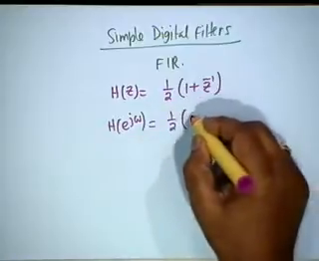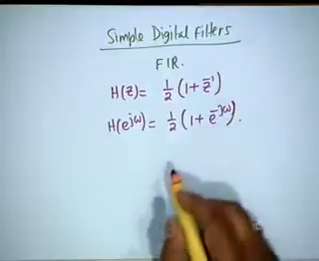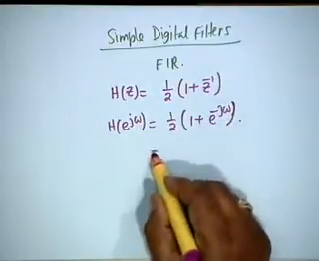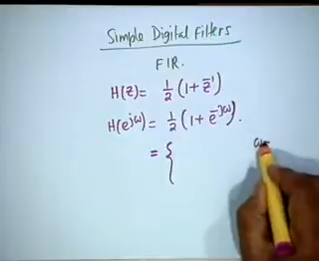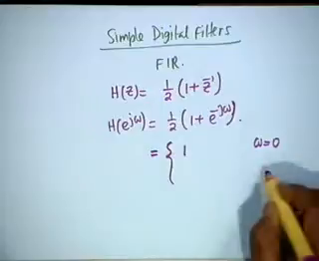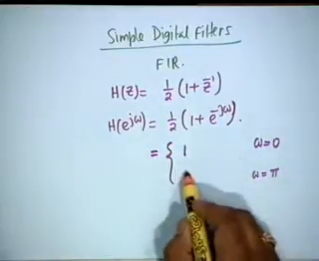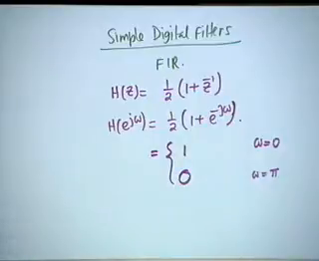Later on we will not need this. Half of 1 plus e to the minus j omega, and you see at omega equal to 0 it is equal to 1, and at omega equal to pi it is 0, and therefore it is a low pass filter. It starts at 1 at omega equal to 0 and goes to 0 at omega equal to pi.